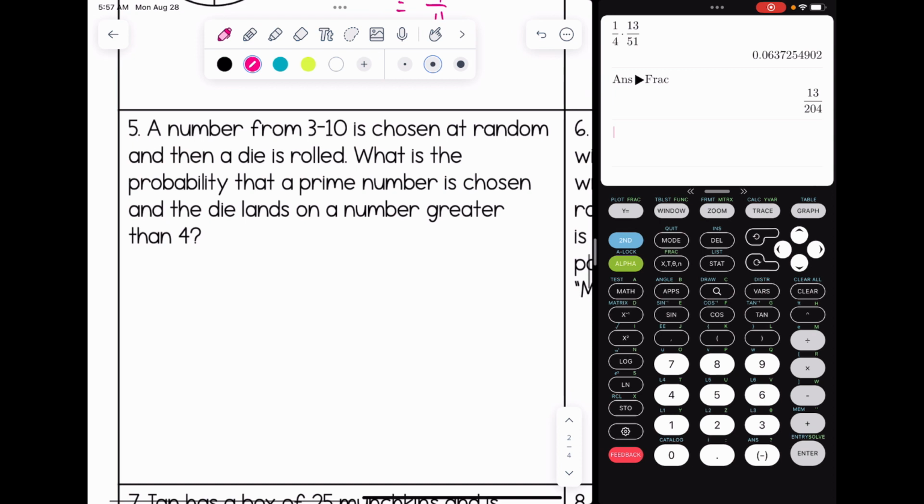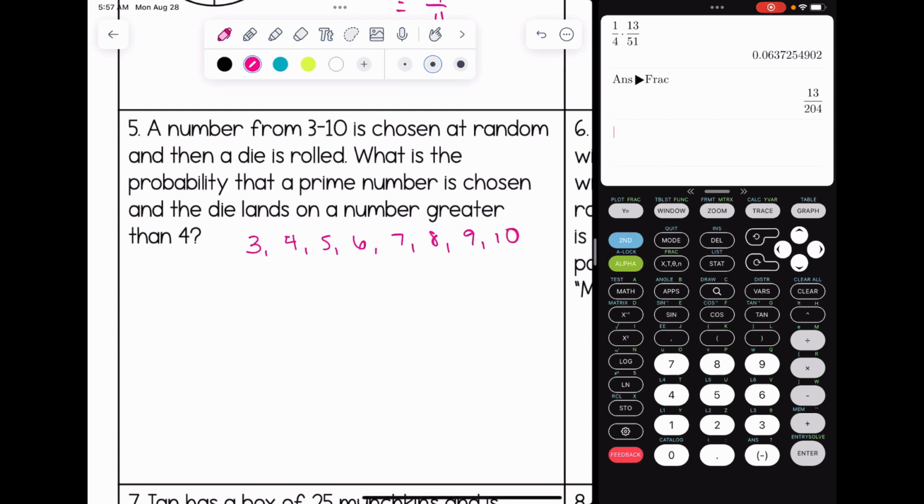Number 5, a number from 3 to 10 is chosen at random, and then a die is rolled. What's the probability that a prime number is chosen and the die lands on a number greater than 4? All right, so let's talk about this here. These are independent events. They're not impacting one another. If I'm looking at numbers from 3 to 10, I'm just going to jot them down for a second so we could look at it.